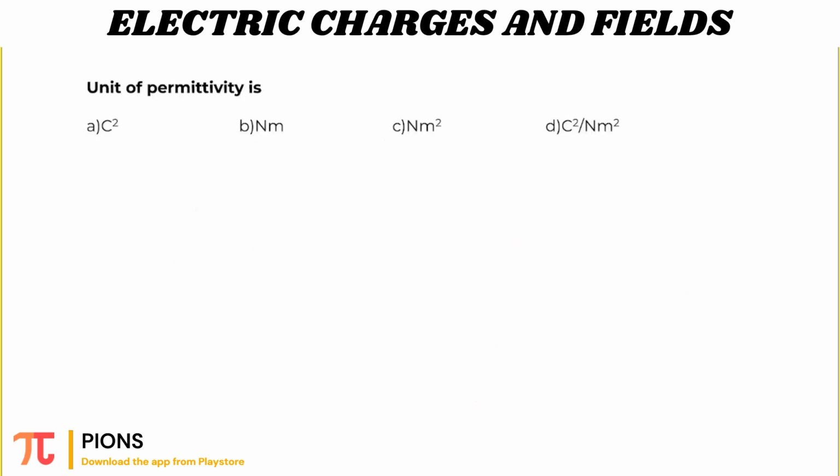Let's see, the next one says unit of permittivity. The unit of permittivity is Coulomb square per Newton meter square. That's the correct answer. So this is option D. Let's move to the next one.